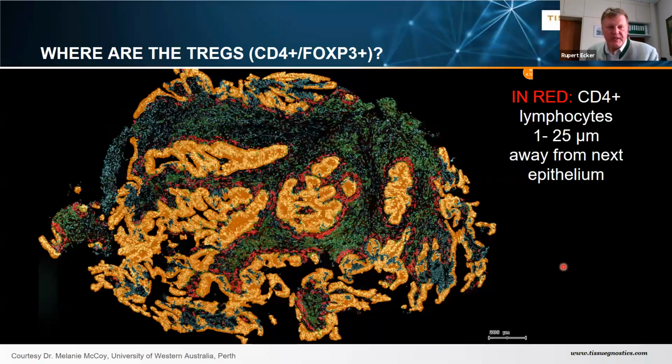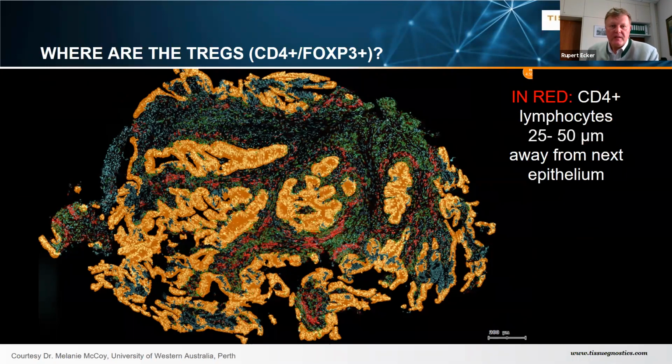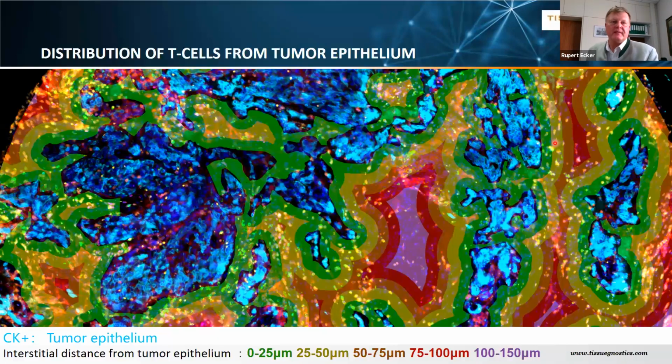And this we see here visualized in these images. In orange is the tumor area, and in red are those CD4 positive lymphocytes which are just outside the tumor, next to the tumor, but not further away than 25 micrometer. Now we see those 25 to 50 micrometer away, 50 to 100, and so on. So we can really do a very detailed and differential analysis on whole tissue samples on the single cell level.